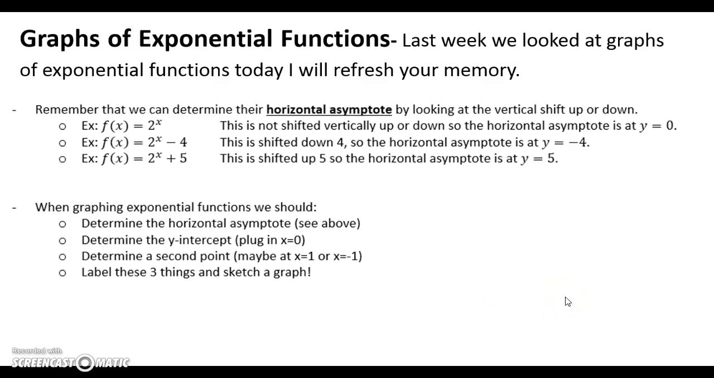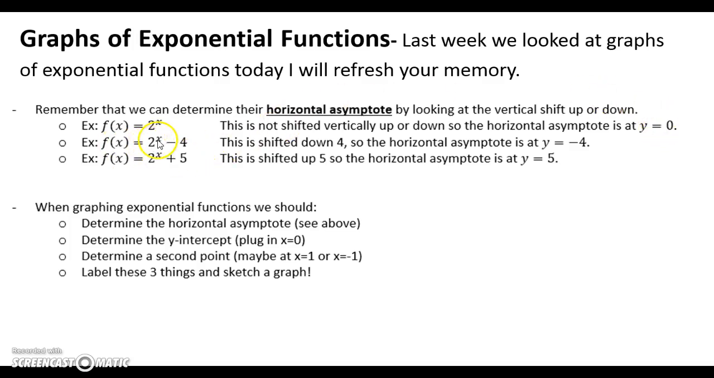So, graphs of exponential functions. Last week we looked at the graph of an exponential function. I'm going to refresh your memory and then we'll look at more. There's always a horizontal asymptote, found by looking at the vertical shift up or down. If you look at a function like f of x equals 2^x, it's plus 0 here, so it's not shifted, so the horizontal asymptote's at y equals 0, which is the same as the x-axis.